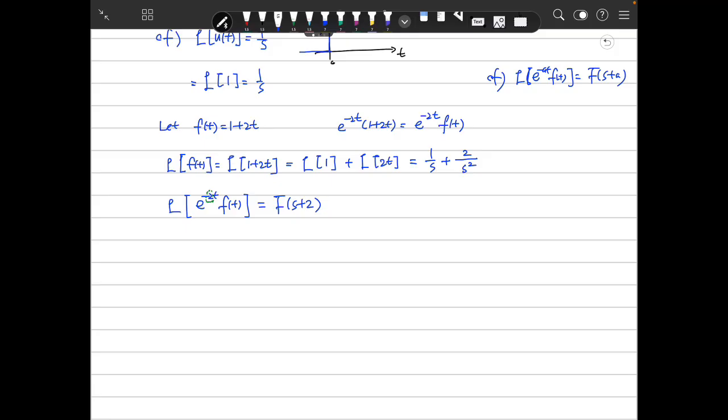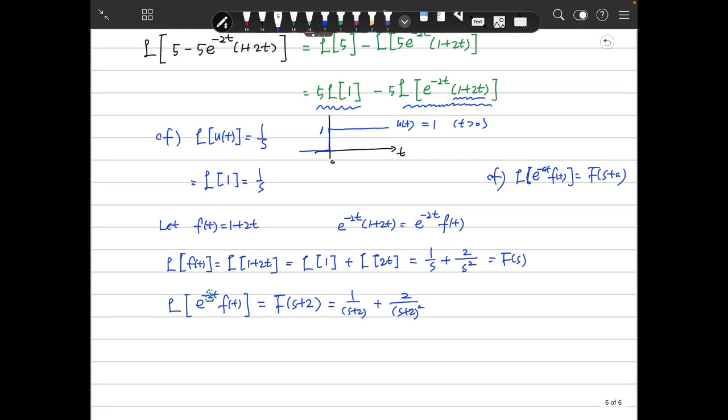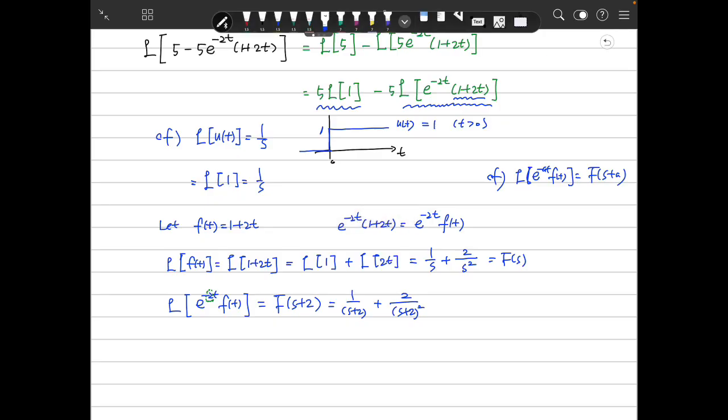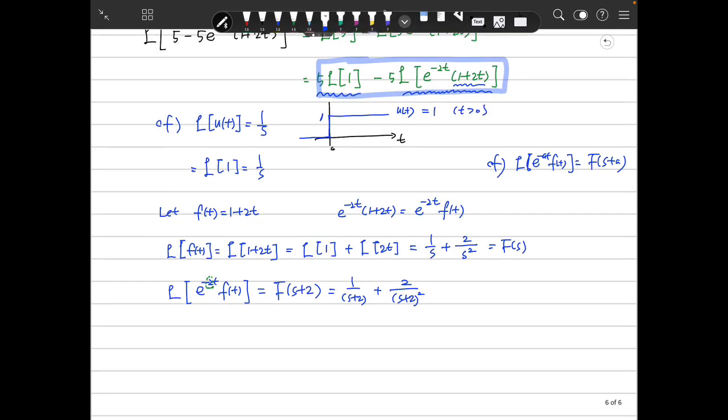Then what is the Laplace of F(s)? This is F(s). So there will be 1 over (s plus 2) plus 2 over (s plus 2) squared. So that's it. We are already done. So from here we get it.